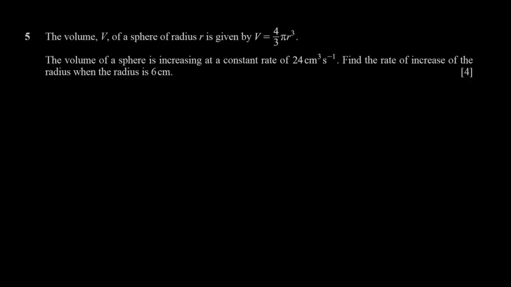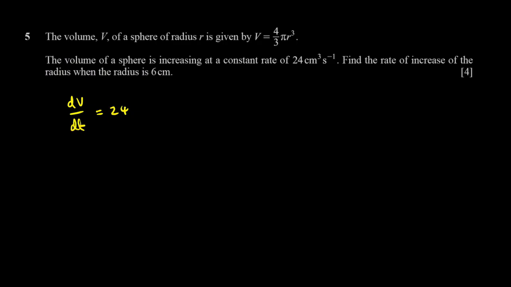Now, I think often the key to these kind of questions is interpreting what we've got here. So if we're told that the volume of the sphere is increasing at 24 centimeters cubed per second, then that means that dV/dt is equal to 24. Now, what does dV/dt mean? It means the rate of change of V, which is the volume, with respect to t, which is time, right? So this is the rate of change of volume with respect to time, and we know that's 24.